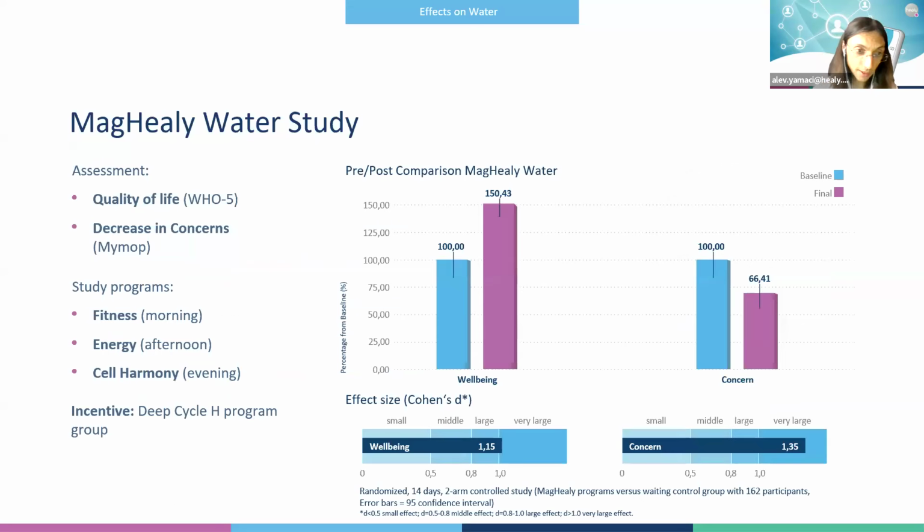So we also did a study here. We used the same assessments. Of course, as study programs, we used fitness, we used energy and cell harmony. And we had also very large effects on both, so in the quality of life and in the decrease of concerns. So those were also very encouraging.